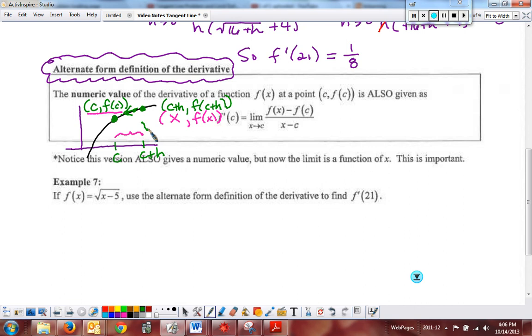But if I'm calling this x now, and I'm letting the point get closer and closer, where is x going as it gets closer and closer? It's going to c. So letting h go to 0 and letting x approach c are exactly the same thing, just labeling them differently. So this is really nothing more than change in y over change in x, the slope of the secant line again, but we're just looking at it from a different perspective and letting x approach c as opposed to letting h go to 0.